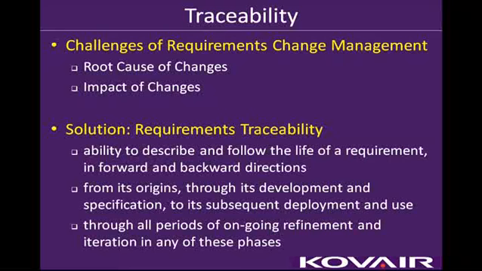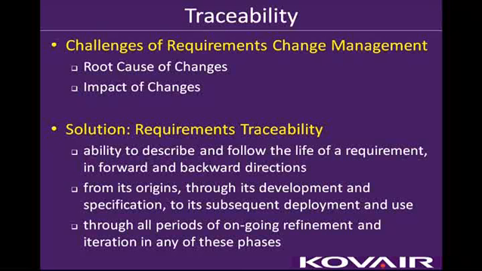and create traceability as a solution to these questions. So what is basically traceability? One way to look at traceability is to describe and follow the life of a requirement in the forward and backward direction. So at any point, for any requirement, if you look at how we reached that requirement from the past and how we are going forward from this requirement, that actually defines traceability. If we can define that path both towards the past and towards the future, that will be a part of that traceability. And also traceability from its origin through its development and specification to its subsequent deployment and use.